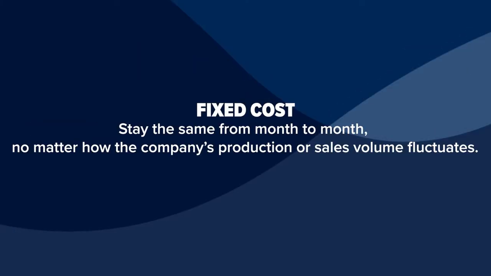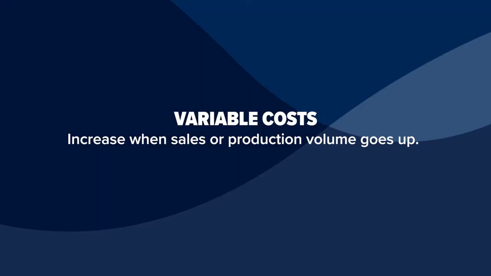Fixed costs stay the same from month to month, no matter how the company's production or sales volume fluctuates. A few common examples of fixed costs include renting manufacturing equipment or a supervisor's salary. Variable costs increase when sales or production volume goes up. One example of a variable cost is equipment maintenance because a heavily used piece of equipment needs more frequent maintenance.